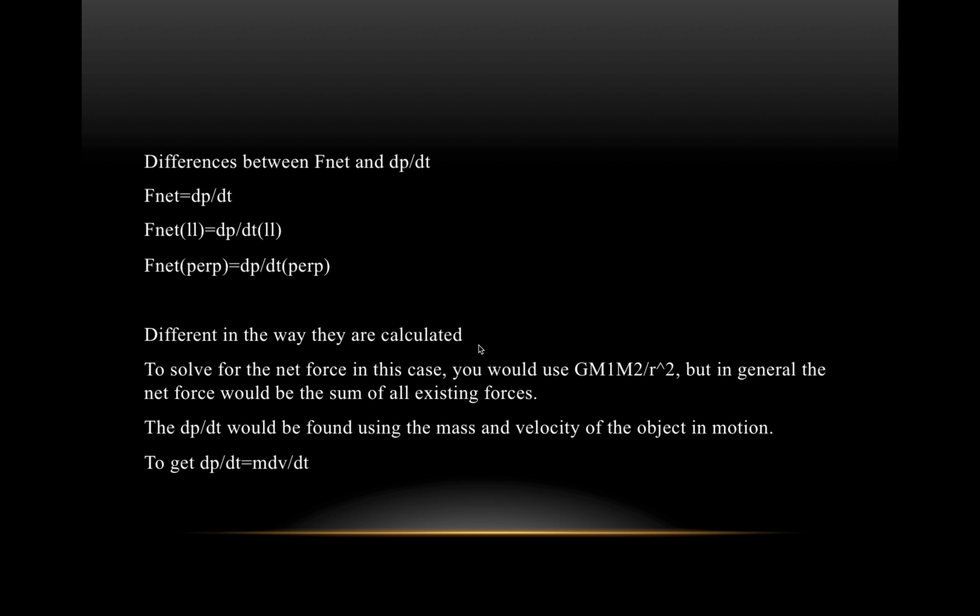To solve for the net force in this case, you would use the universal constant G times the mass of the first object times the mass of the second object over the distance between them squared. But in general, the net force would be the sum of all the existing forces. The dp/dt would be found using the mass and velocity of the object in motion, because dp/dt equals the mass times dv/dt, or by finding the parallel and perpendicular forces and adding them all, you can get the total net dp/dt.